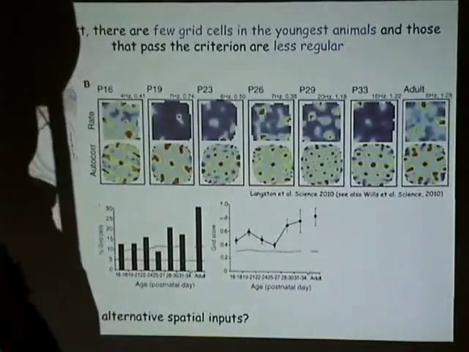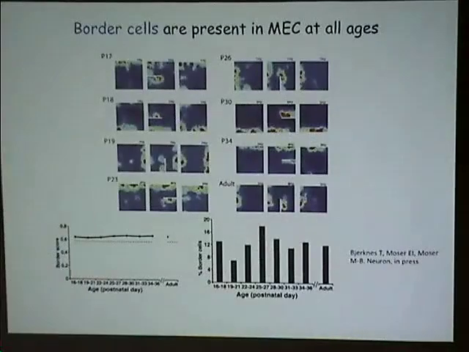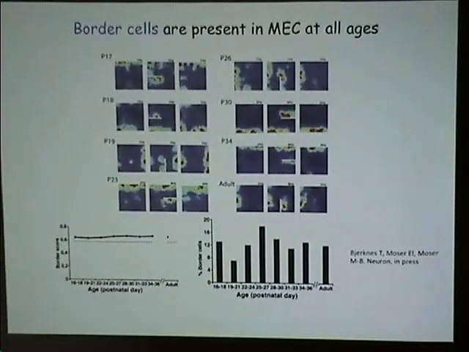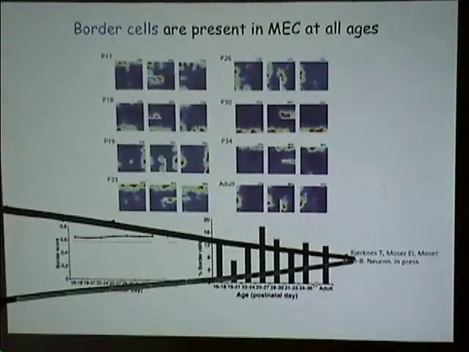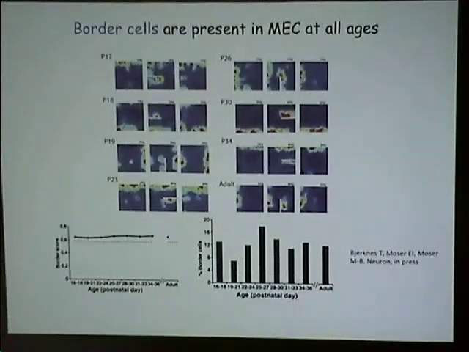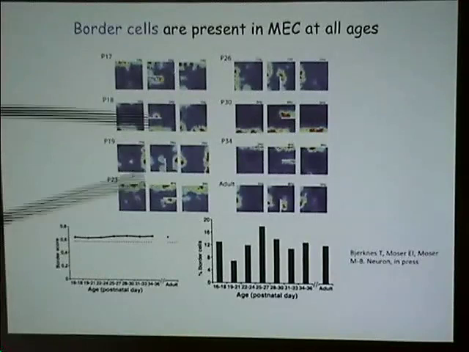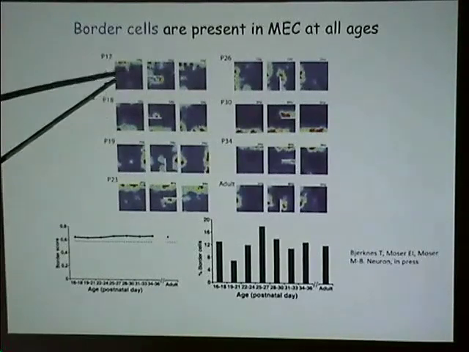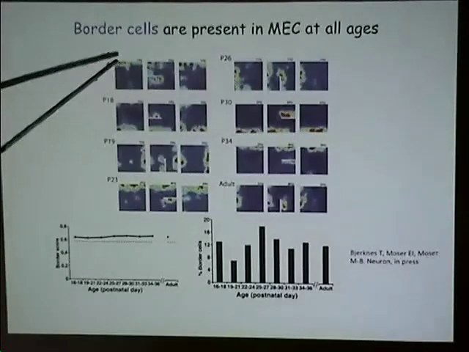Okay. So are there other spatial inputs? And yes, there are, because in the first studies, we were not able to find border cells because they are, also in adults, quite uncommon. It's maybe 10% of the cells we record in layer 2. But now we have more data. So in a study where Tale Bjerknes has recorded a lot of data from young animals, it's very clear that there are border cells right from the beginning. And they look pretty adult-like also right from the beginning.